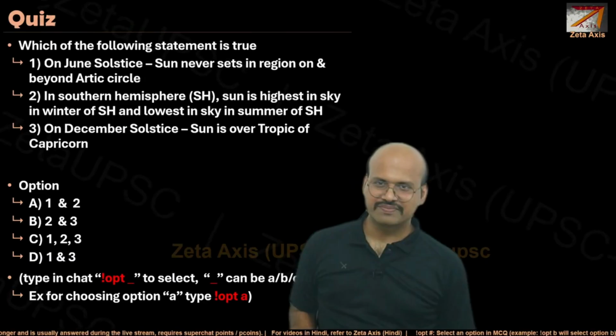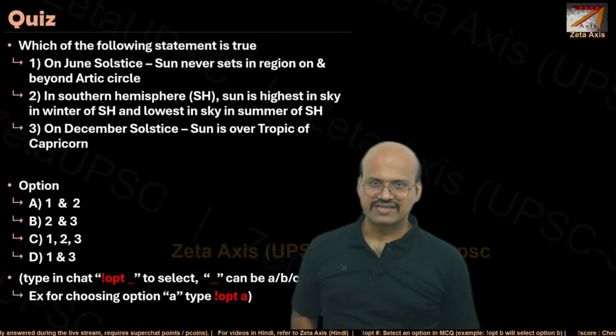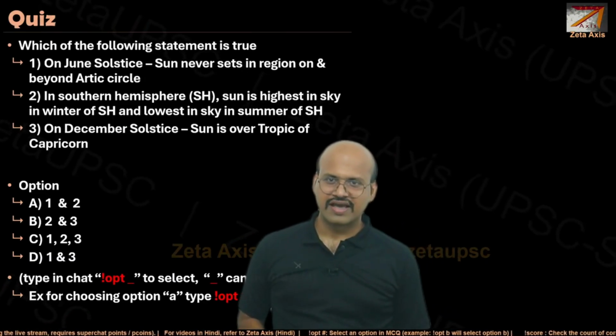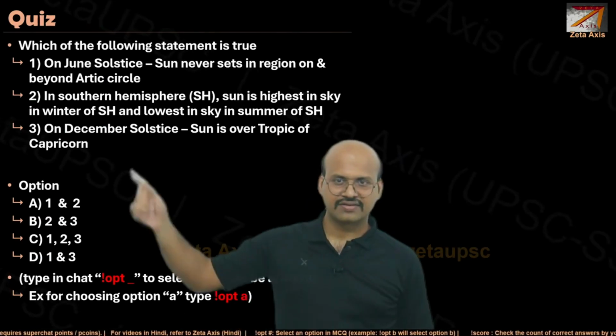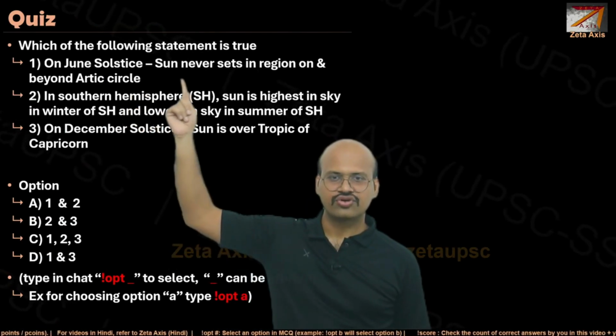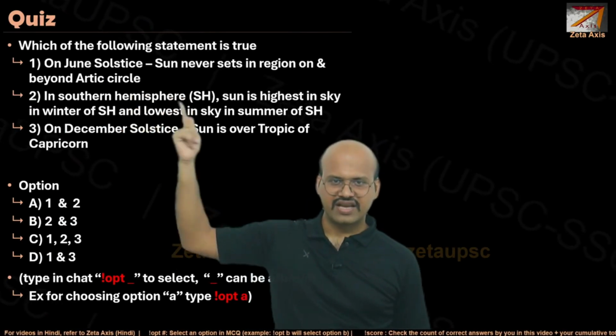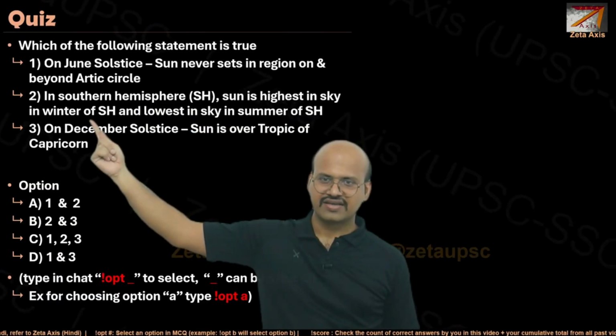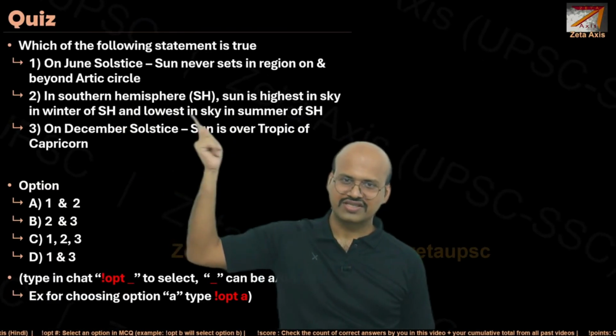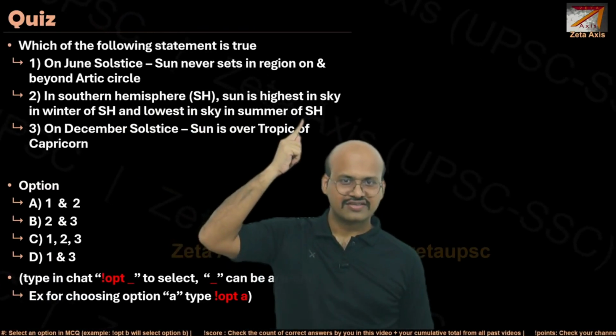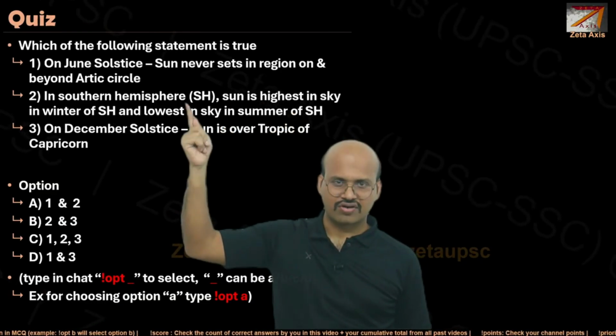Which of the following statements is true? On June solstice, the sun never sets in the region on and beyond the Arctic Circle. This statement is in fact true. In the southern hemisphere, the sun is highest in the sky in winter of the southern hemisphere and lowest in the summer of the southern hemisphere. This statement is in fact wrong.